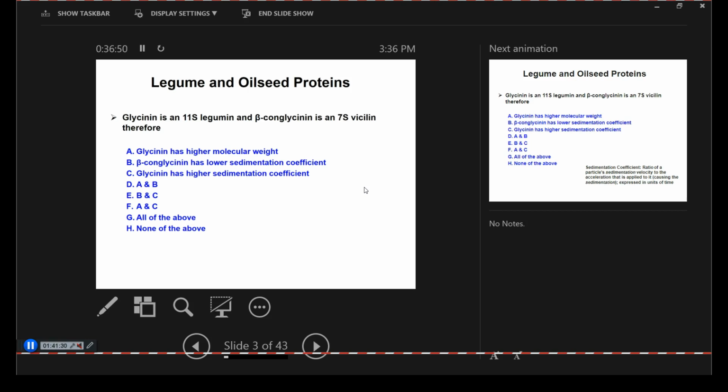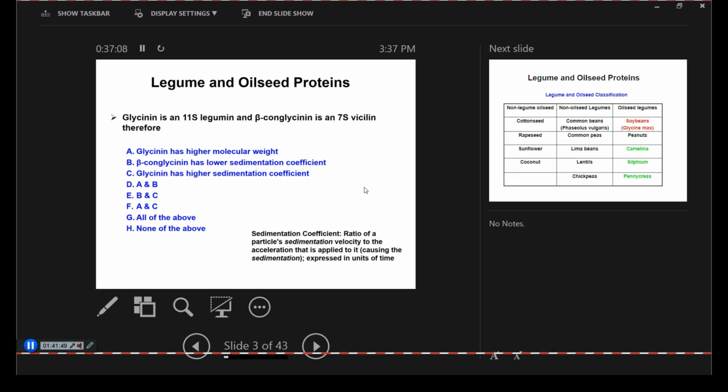It's because of, if you use for example, the centrifugation. Yeah. And for 11S, it's more like higher sedimentation coefficient, but 7S is lower. You're right. Sedimentation coefficient is the ratio of the particle sedimentation velocity, how fast it will sediment, in relation to the acceleration, the speed of the centrifuge and the gravity of that pull.